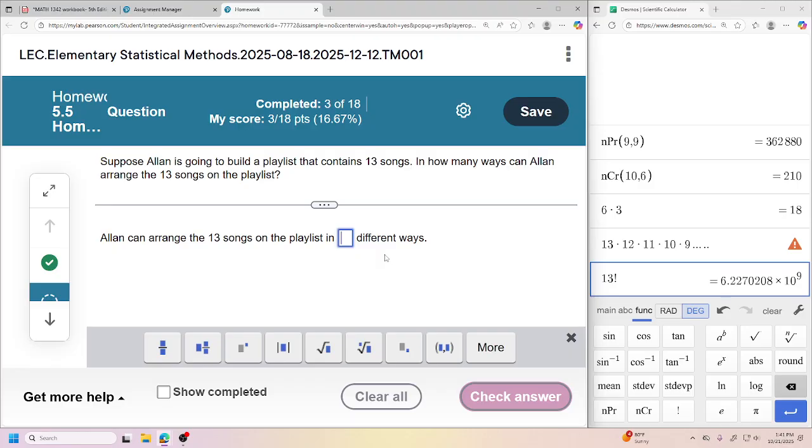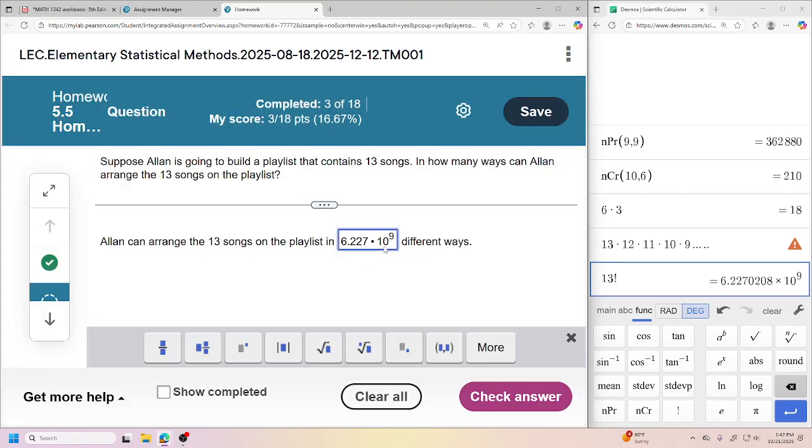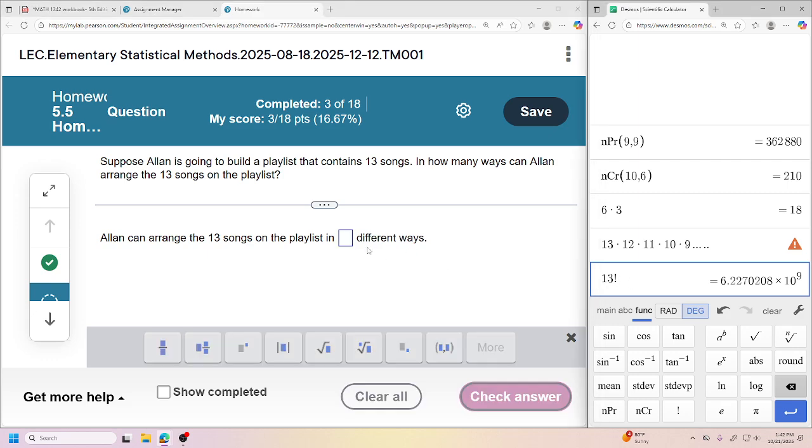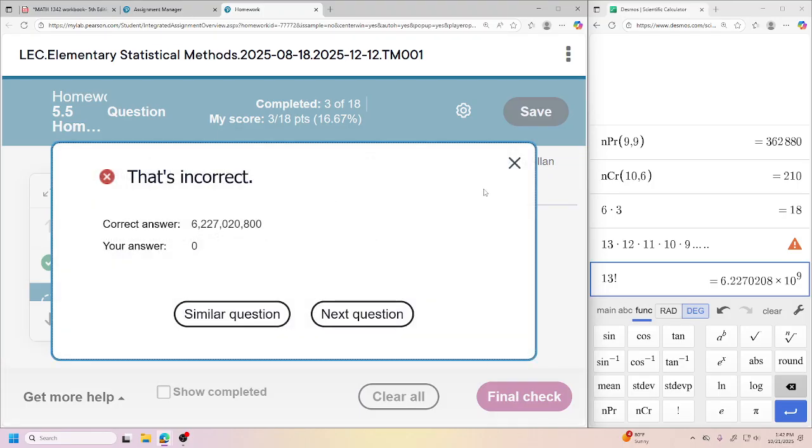Now, how am I going to put this thing in here? I can't really remember. Times 10 to the power of 9? Is that going to, no? Is it 13? How many ways to get in 13 songs? Yeah. I'm pretty sure this is how it works. This looks kind of crazy. I don't really know how to do it, so I'm just going to get it wrong 3 times. Just want to see.